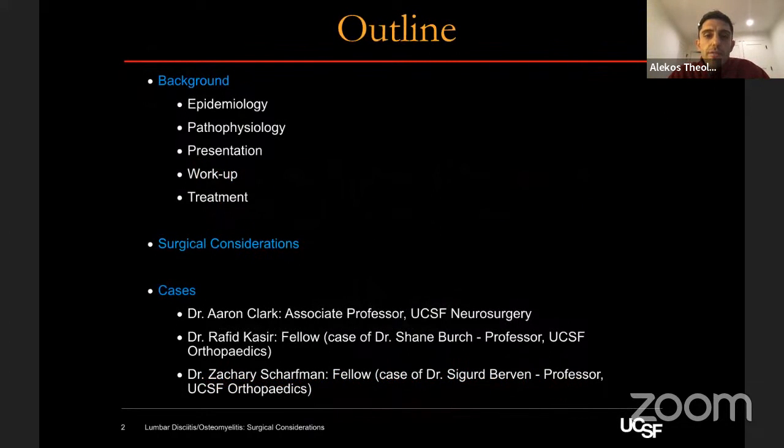As a quick outline for what we'll talk about today, we'll start by talking about background, epidemiology, pathophysiology, presentation of lumbar spondylodiscitis, quick workup for it, followed by treatment strategies. I think the lumbar spine, especially when it comes to its reconstruction for these potentially complex infections, does bring into interesting surgical considerations, which we'll talk about, some pearls of how to address these surgically. And then that will be followed by three very interesting cases.